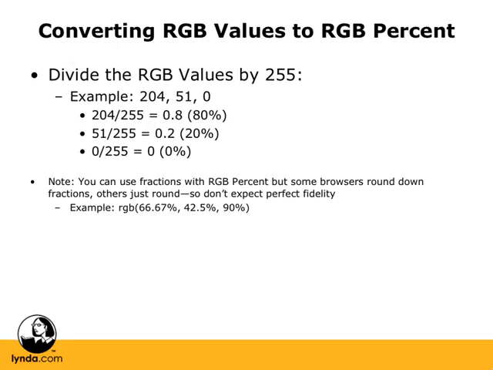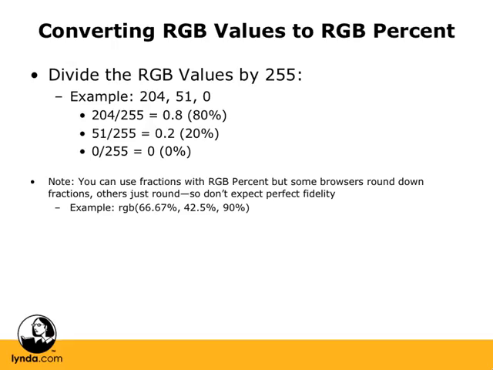Some of them will round down those fractions, so 66.67% becomes 66%. There are others that do, or may in the future, round to the nearest whole number, so the 66.67% will become 67%. So you get these slight differences in colors possibly between browsers if you use percentage fractions.